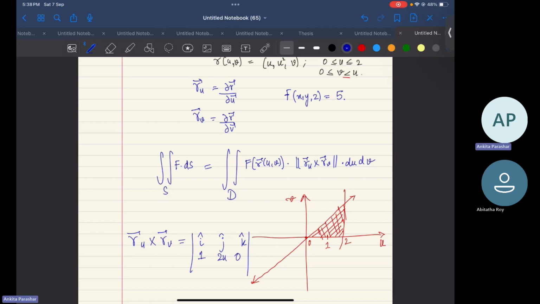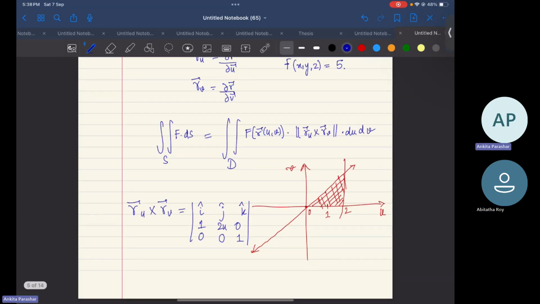Your RV means you have to partially differentiate your vector by V. Your first component does not have V, it will be 0. Second component does not have V. The last component has V, so 1. Now the i cap will be 2u, minus j cap would be 1, and there is no k cap. So your vector is 2u, minus 1, 0. This is your RU cross RV. Is that okay? All right.